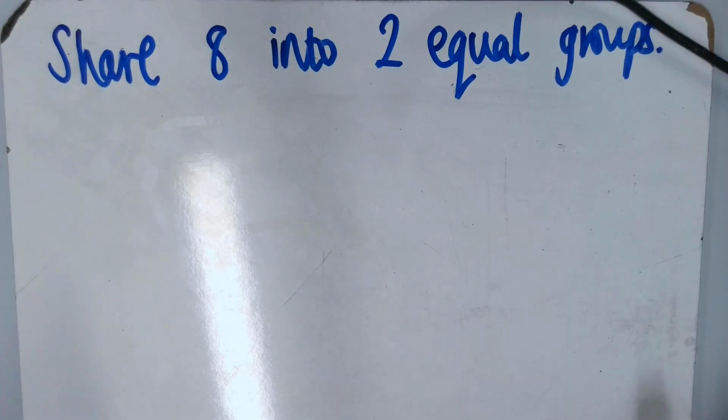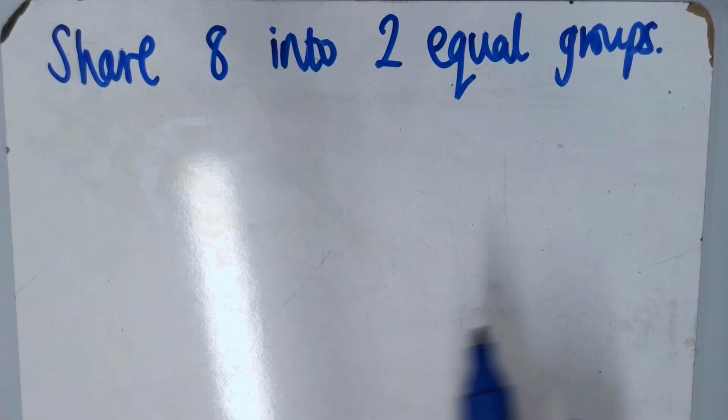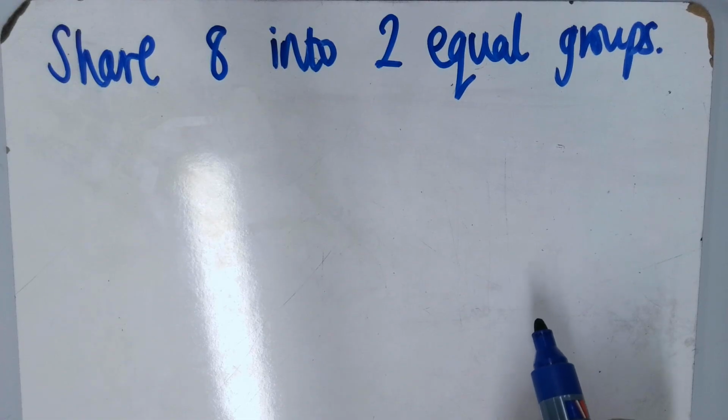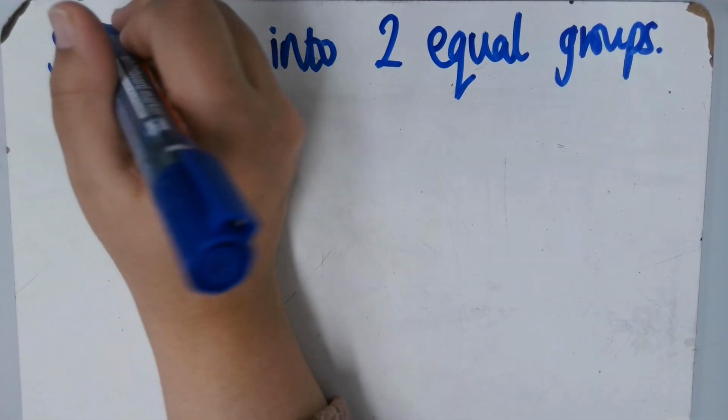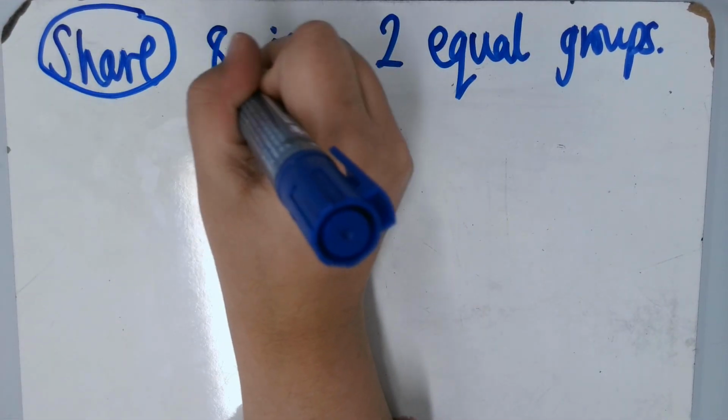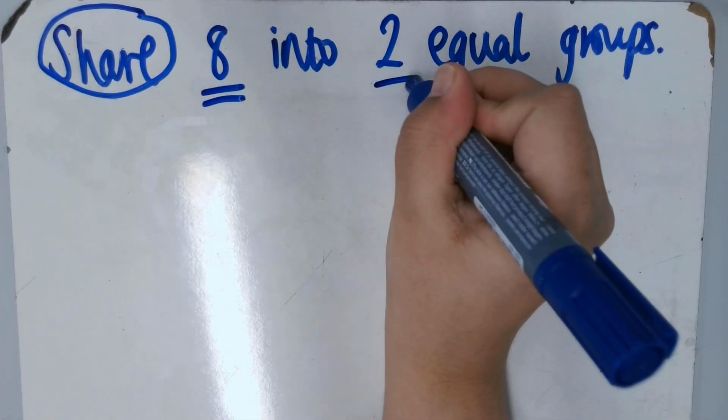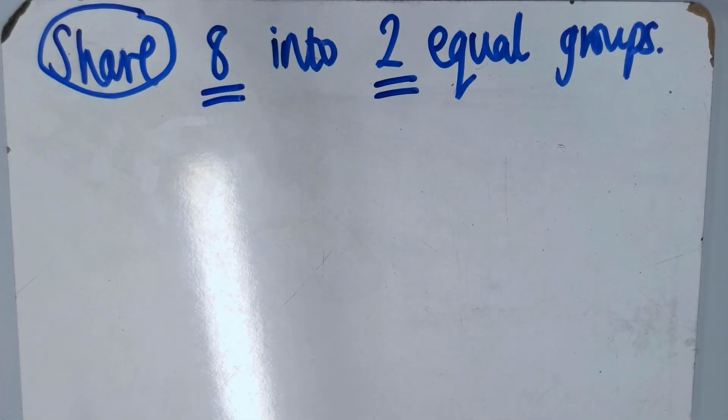I've got a question here that says share 8 into 2 equal groups. Let's have a look and break this question down a bit more. I can see some key words and I'm going to go back and underline them. I want to share 8 into 2 equal groups.